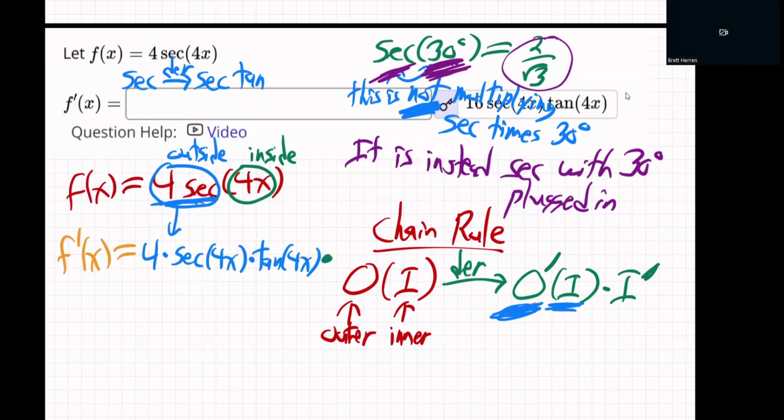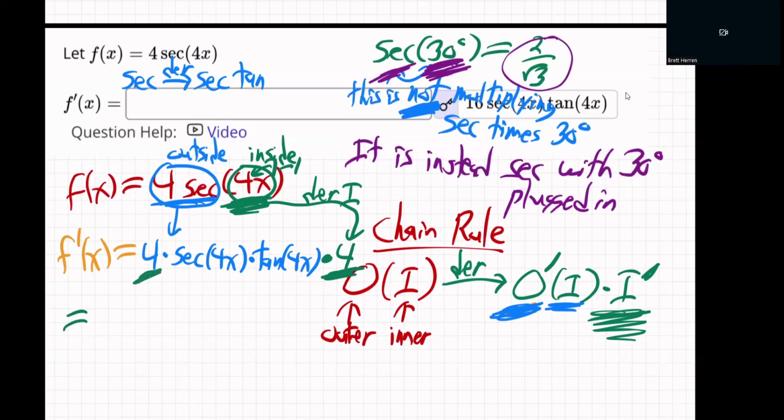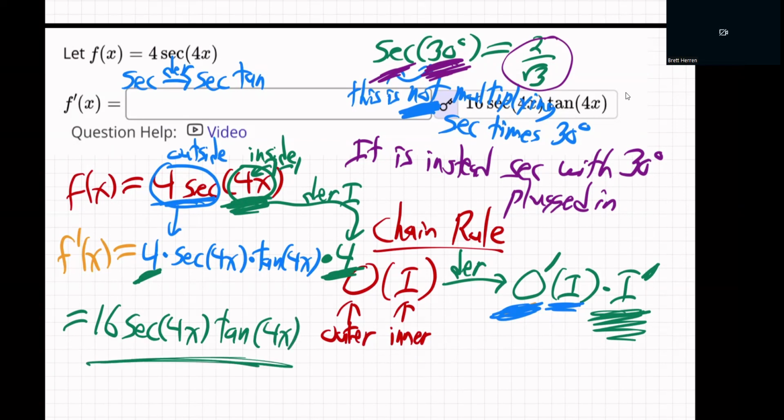Times the derivative of the inside. What's the inside? This is the inside. This is the derivative of the inside. What's the derivative of 4x? It's just 4. Because x to the 1 comes down, subtract 1 from the power, x to 0 is gone. So don't forget that 4x is inside, and we've got to do its derivative at the very end. That's what the chain rule says. And so what does that give us overall? Well, this 4 in the front will multiply that 4 in the back, makes 16 secant 4x tangent 4x. And there we go.